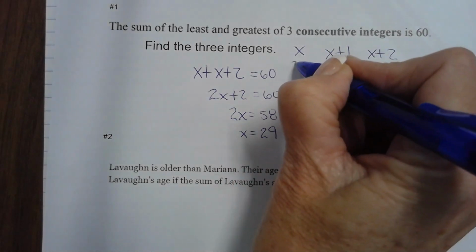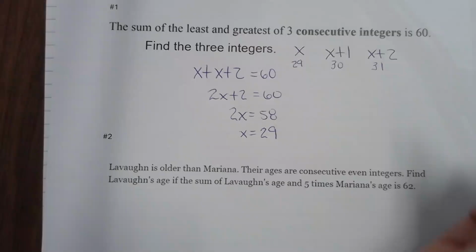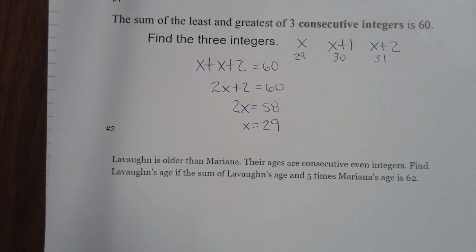So my first integer is 29, my second one is 30, and my last one is 31. So those are my 3 integers, 29, 30, and 31. Did anybody get that? No? Okay.